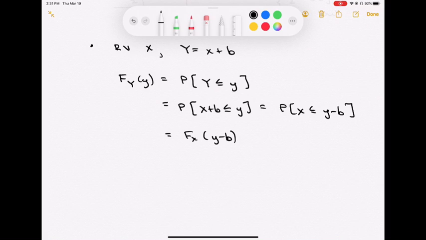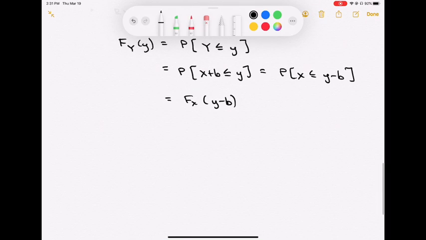We do need a function of y coming out of this, right? Because capital F of y is a function of y. It's just being related to a known quantity, the CDF of x in this particular case. So we shifted our variable x by an amount b to create our new variable y. And what we find out is that the CDF itself just undergoes a shifting type operation as well.